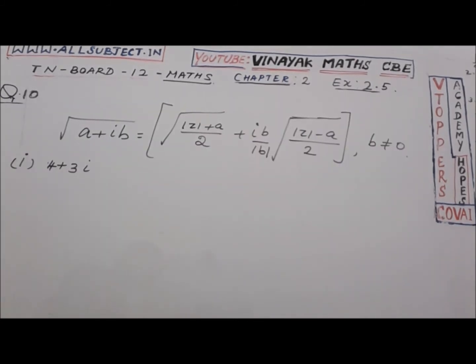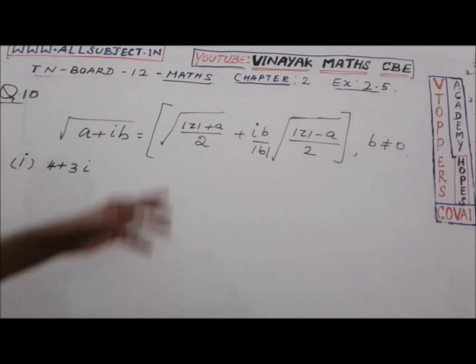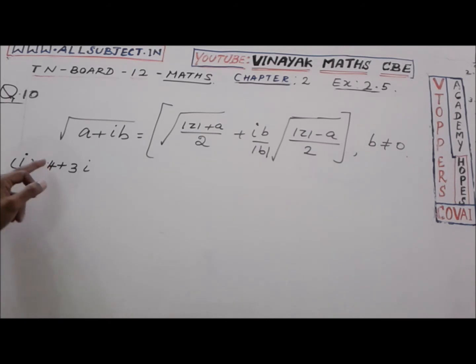Question number 10. Find the square root of the complex number 4 plus 3i. We have a formula to find the square root of a complex number, root of a plus ib.